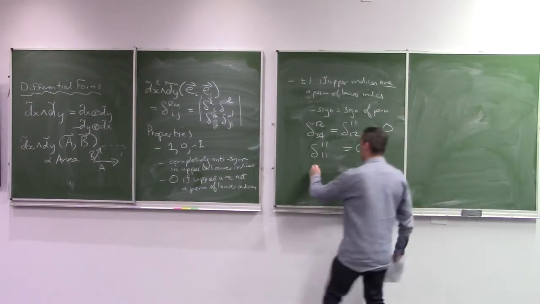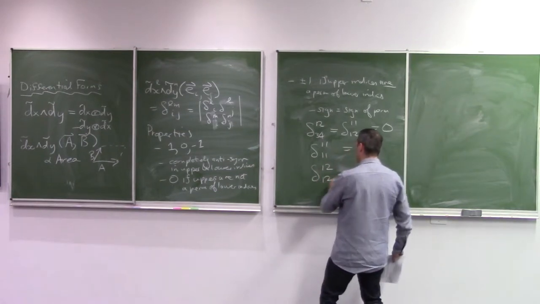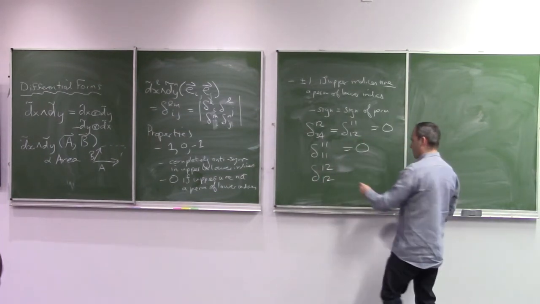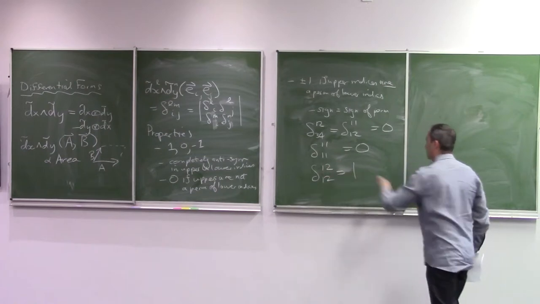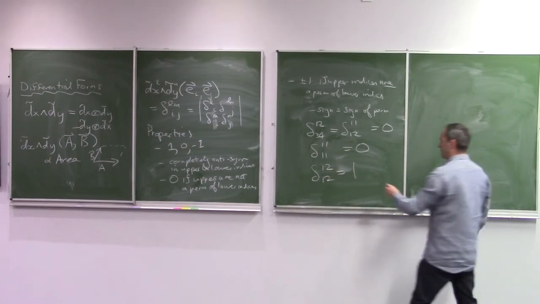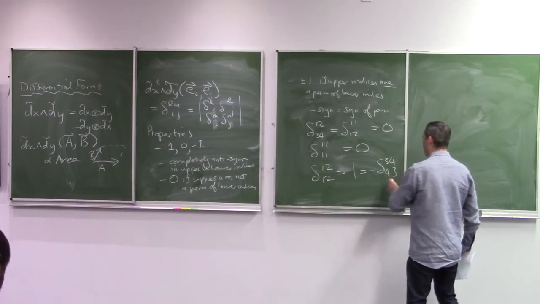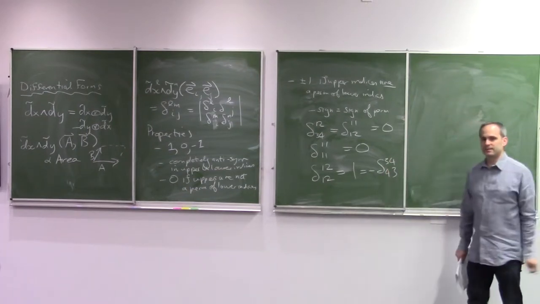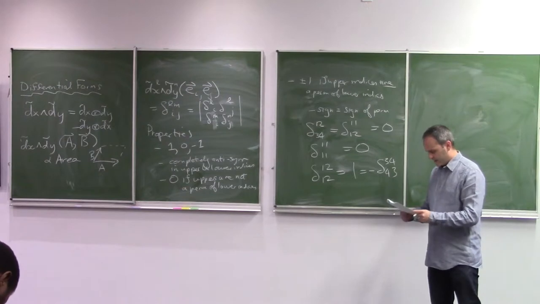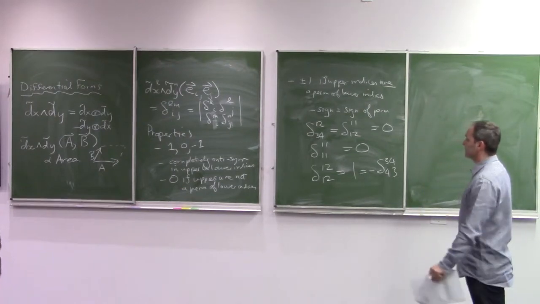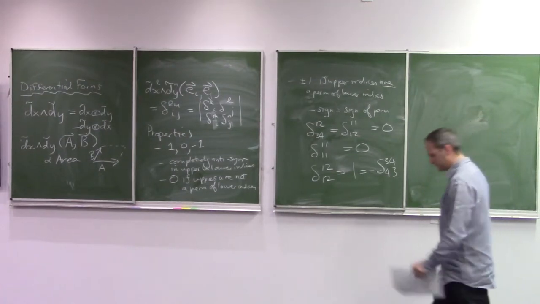And let me give an example. So that would be equal to 1, because that's an even permutation of that. And that would be equal to minus that, because this is an odd permutation of that. Okay, so that's the Kronecker delta, or the generalized Kronecker delta.